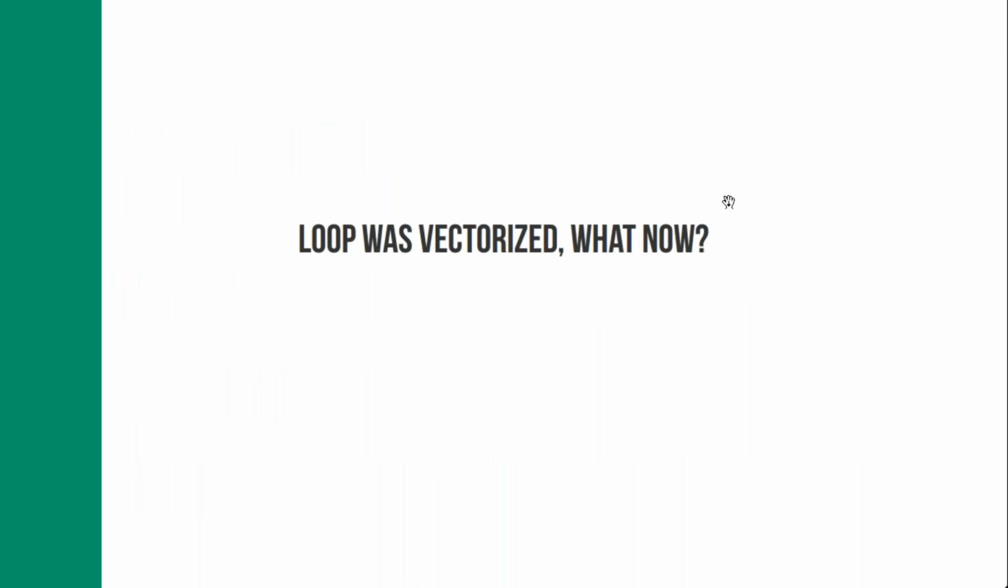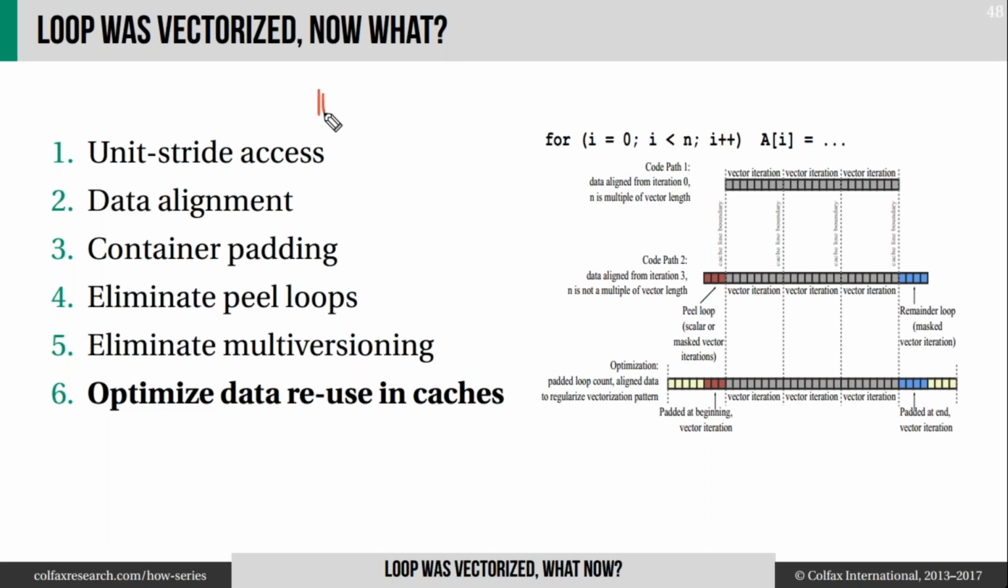With all of these tools, hopefully you can achieve the statement "loop was vectorized" in the optimization report. What do you do now? We will revisit vectorization in session 7, and we will see how you can take code that's already vectorized and improve its performance by changing data containers so that you have unit-stride access, doing data alignment, padding multidimensional containers, eliminating peel loops with directives, eliminating multiversioning.